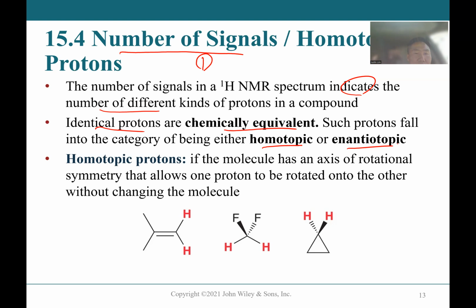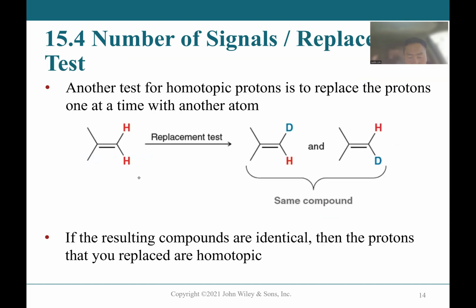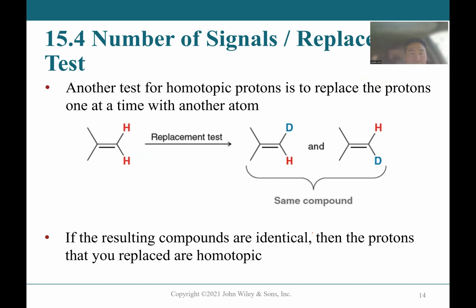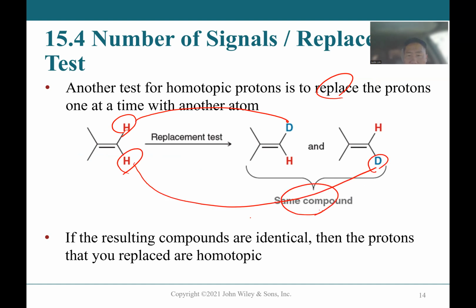First, let's go over the definition of homotopic protons. If a molecule has an axis of rotation symmetry that allows one proton to be rotated onto the other without changing the molecule, those protons are homotopic protons. Another test for homotopic protons is to replace the protons one at a time with another atom. We can see the same compound.